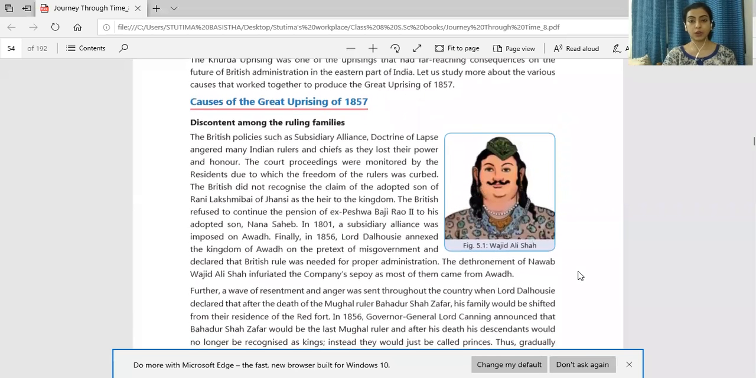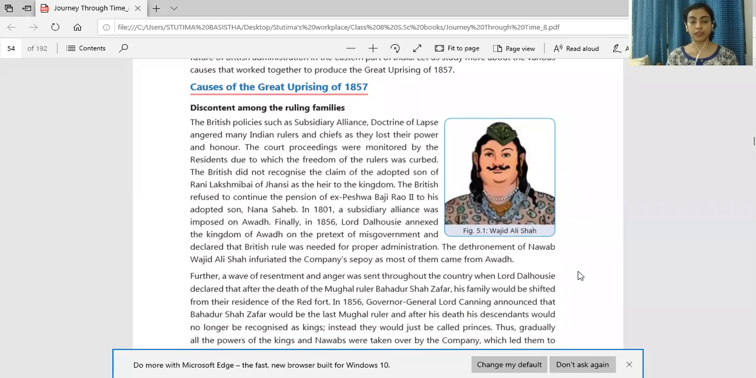All right, so here are the causes. The first cause is discontentment among the ruling families. Discontentment means unhappiness. We can remember that the British introduced the subsidiary alliance and the doctrine of lapse.